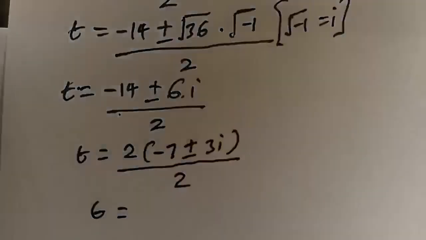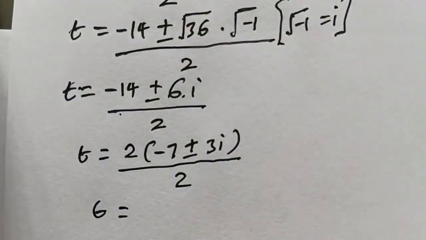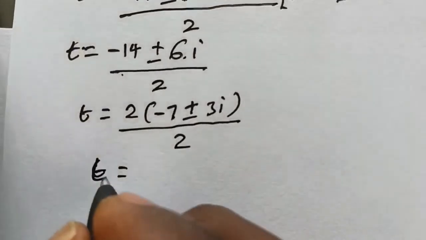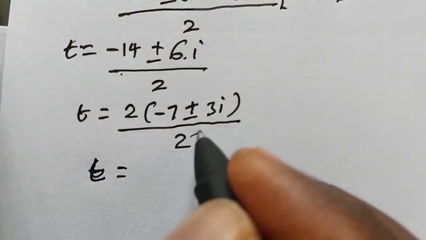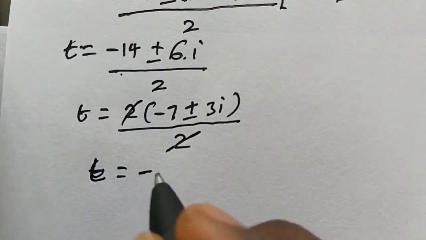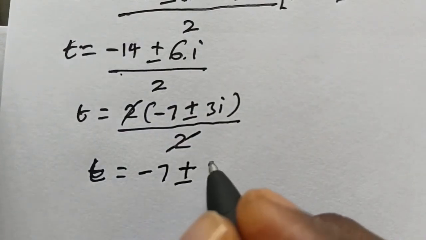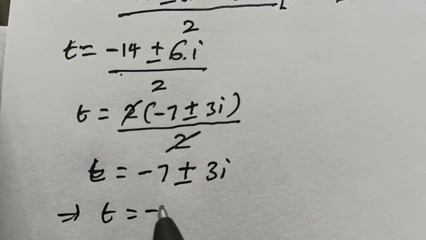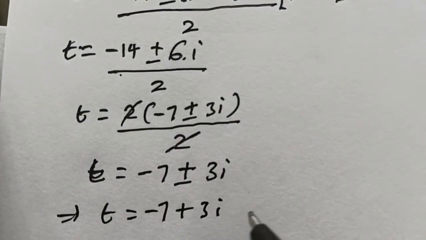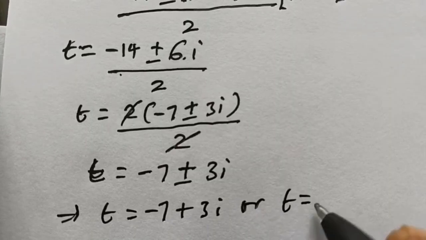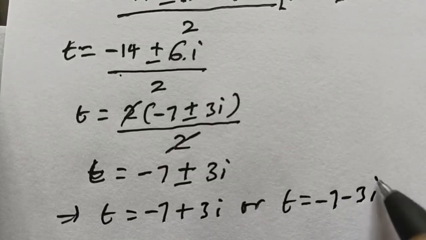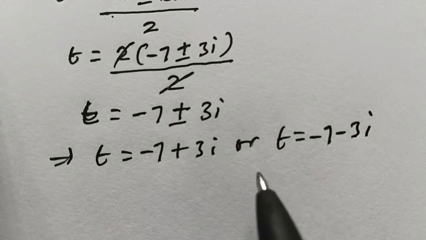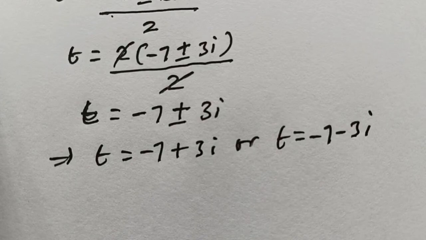T equal to, sorry about that, this is T. T equal to, clearly 2 cancels 2, we are left with minus 7 plus or minus 3i. This implies that T equal to minus 7 plus 3i, or T equal to minus 7 minus 3i. You will see that we have two distinct complex solutions and one real solution.